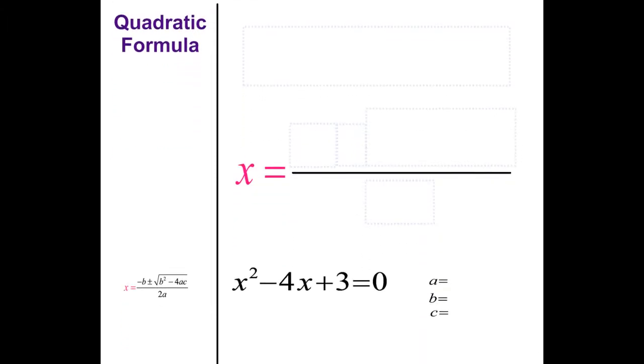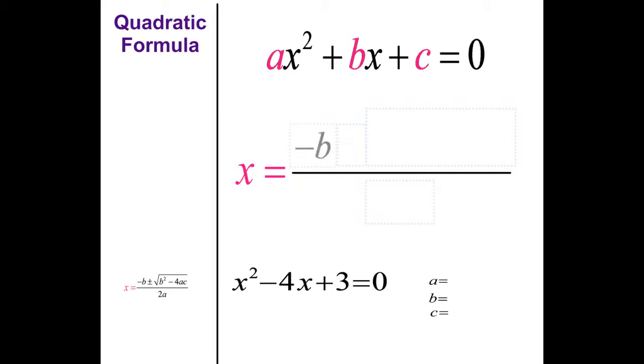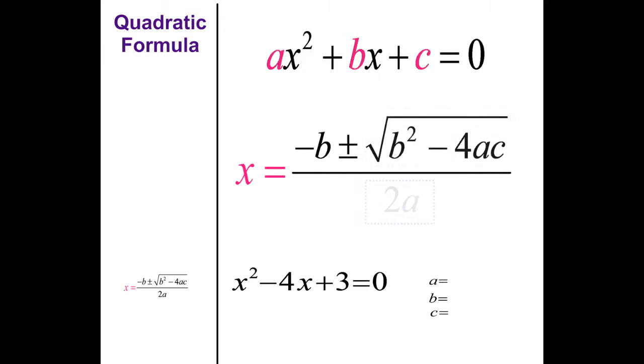Basically what you're going to need to use for the quadratic formula is our standard form. Remember, standard form of a quadratic is ax squared plus bx plus c equals 0. The quadratic formula looks a little something like this. The opposite of b plus or minus the square root of b squared minus 4ac, all over 2a.